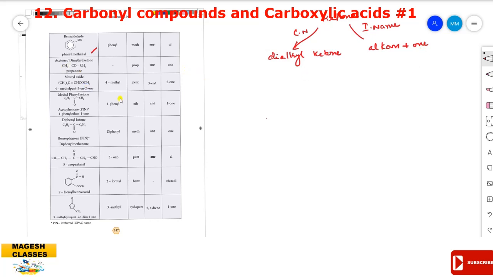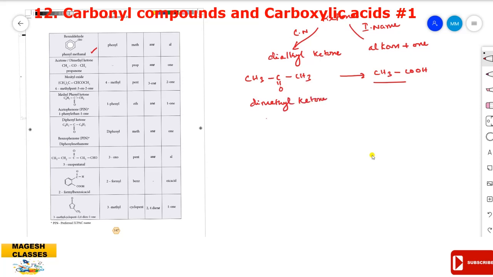See the first compound, it is acetone. The first member, CH3, C double bond O, CH3. The two alkyl groups are same. It is dialkyl ketone. Why is it called acetone? By oxidation, you know very well, it gives acetic acid, and so acetone is the common name. And systematically it is dialkyl ketone, so it is dimethyl ketone. The common name is dimethyl ketone or acetone.